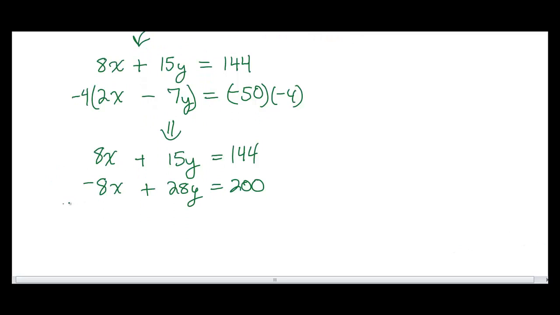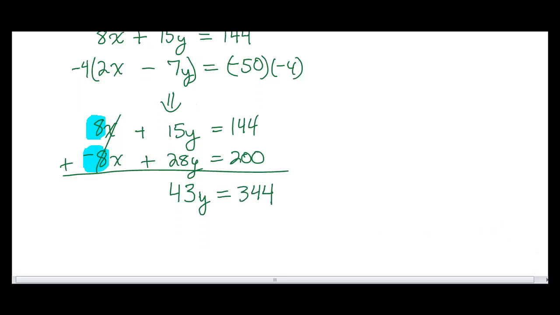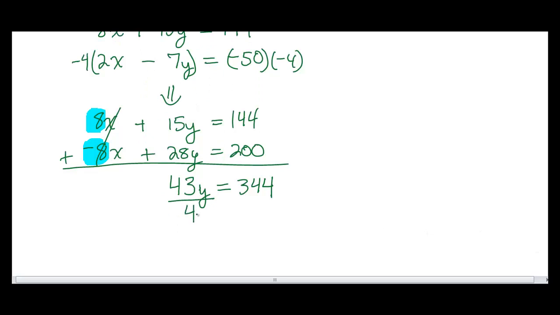Now that I have my opposite coefficients on my x, right, 8 and negative 8, I'm going to add these two equations together. The 8x's cancel. I am left with 43y equals 344. Of course, we can divide both sides by 43, and we'll see that y equals 8.